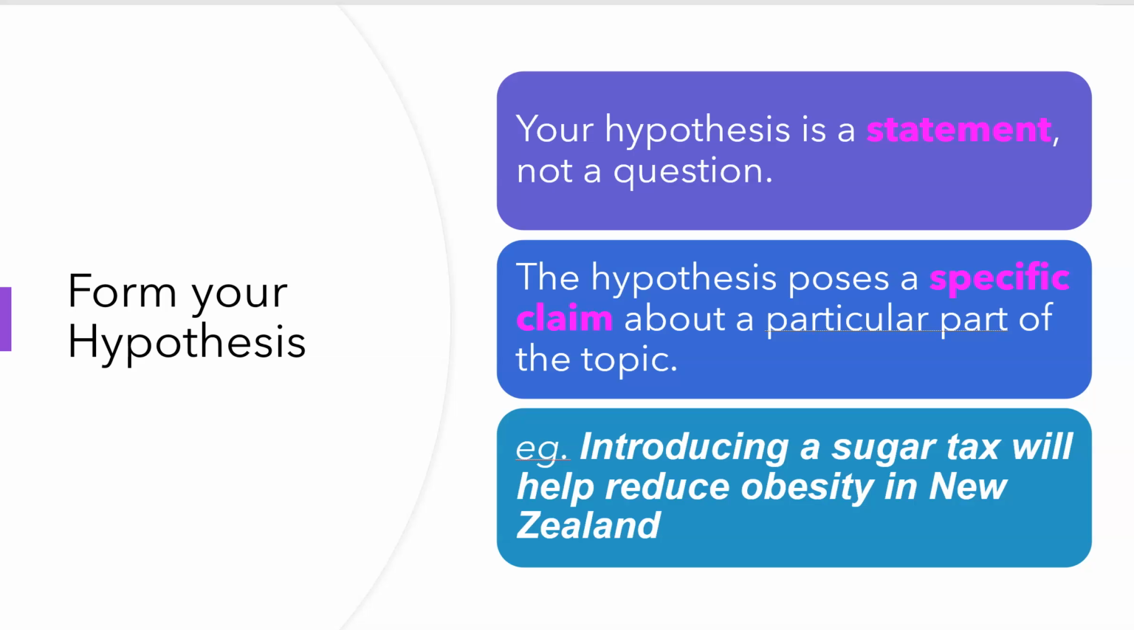Now when you're forming your hypothesis, you are looking for a statement. Your hypothesis must be a sentence, not a question. You are making a statement that you believe is true. In my case, I am saying introducing a sugar tax will help reduce obesity in New Zealand. That's my assumption. I really think that if we added a sugar tax, that would perhaps help reduce the number of obese people and those who are unwell because of that. And so that's going to be my assumption going into the research.